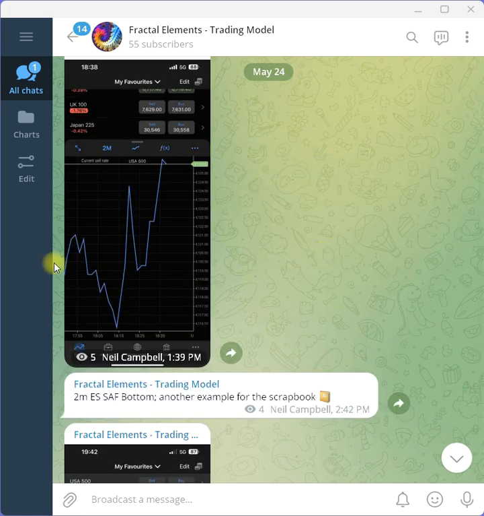Some of the dependable ones. We have 7 down here. Again, can't go wrong with this one here. 1, 2, 3, 4, 5, 6, 7. 7 down, the top is here, the bottom is here. When you hit the bottom at the 7 down fractal, the market will turn up, and it turned up from here, went up there.